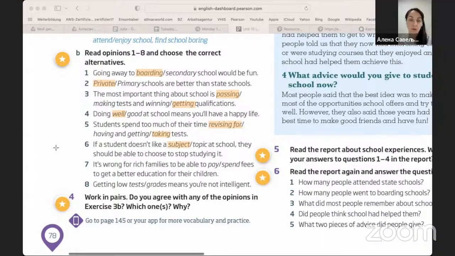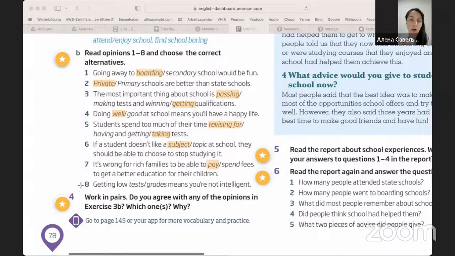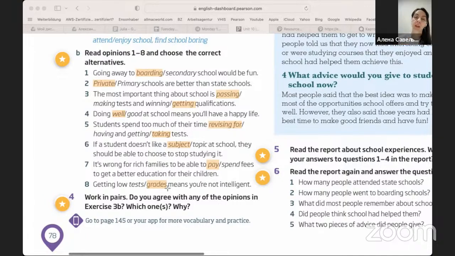It's wrong for families to be able to pay fees, and getting low grades means they are not intelligent. Okay, very good, very good. Alon, let's look at these sentences and we'll discuss what we agree with, what we disagree with. All right. So, what do you think about number one? Going away to boarding school would be fun. Do you agree with it?